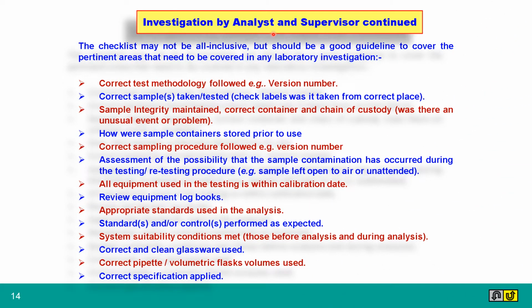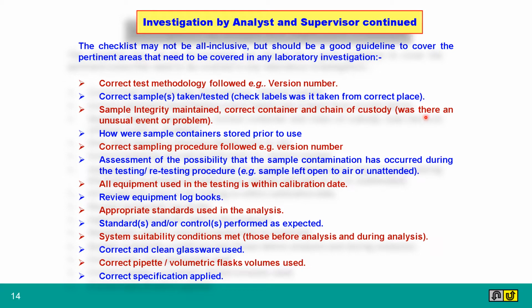Investigation by analyst and supervisor continued. The checklist may not be all-inclusive, but should be a good guideline to cover the pertinent areas that need to be covered in any laboratory investigation. Correct test methodology followed, for example, version number. Correct sample taken / tested. Check labels. Was it taken from correct place? Sample integrity maintained. Correct container and chain of custody.